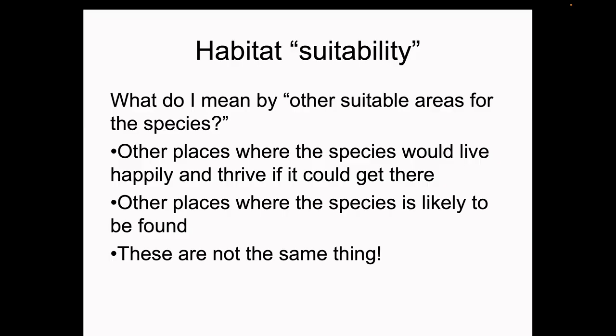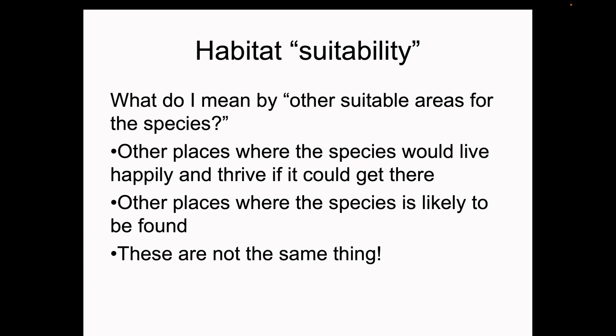Now, what do I mean when I say habitat suitability? When I say that the habitat is suitable for a species? Do I mean other places where the species would live happily and thrive if it could get there? Or do I mean other places where the species is likely to be found? These two are not the same thing. And what I mean is the first one.